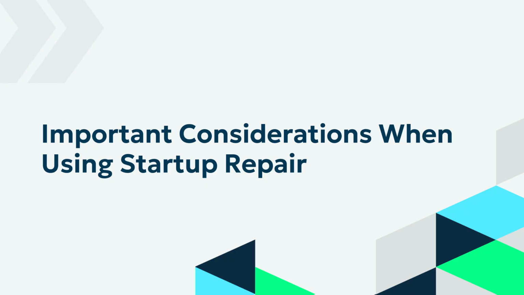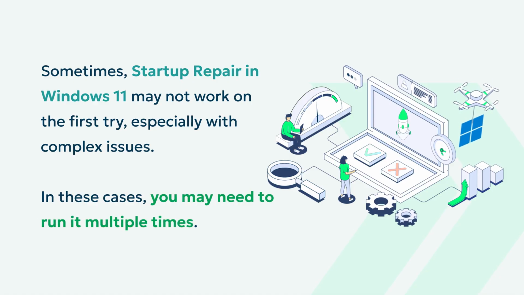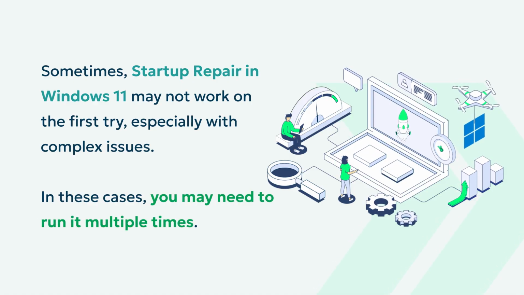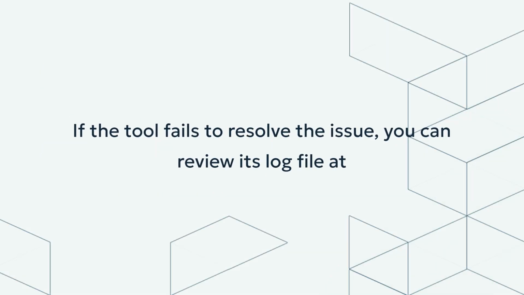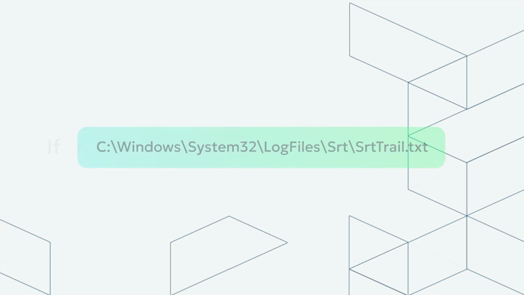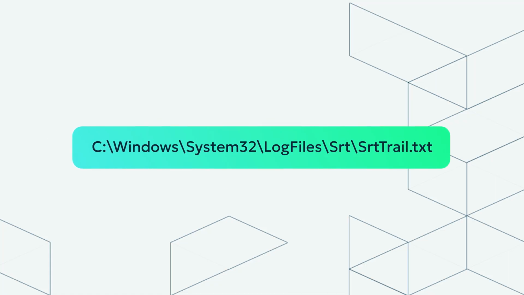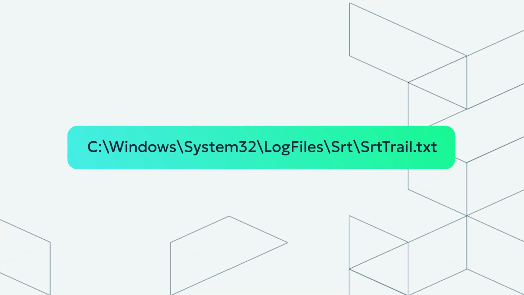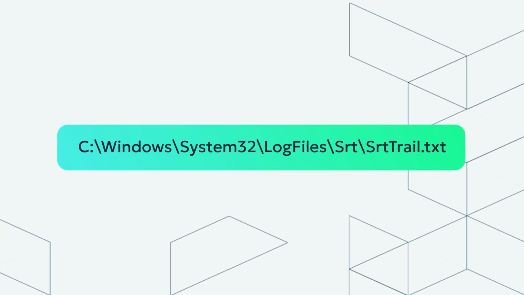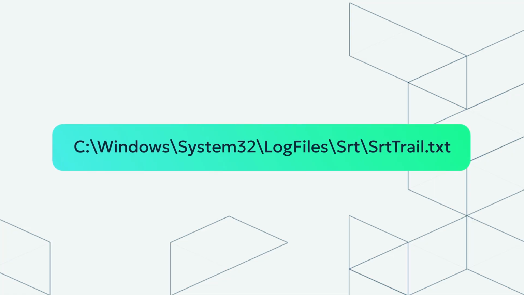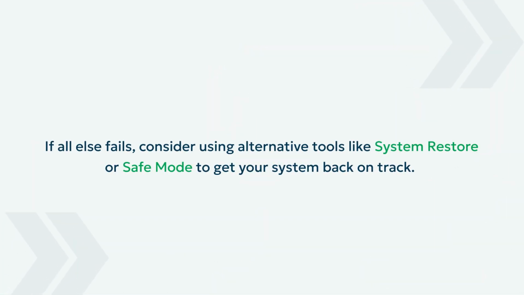Important considerations when using Startup Repair. Sometimes, Startup Repair in Windows 11 may not work on the first try, especially with complex issues. In these cases, you may need to run it multiple times. If the tool fails to resolve the issue, you can review its log file at C:\Windows\System32\Logfiles\Srt\SrtTrail.txt to pinpoint the cause. If all else fails, consider using alternative tools like System Restore or Safe Mode to get your system back on track.